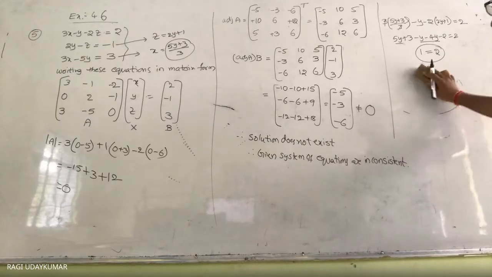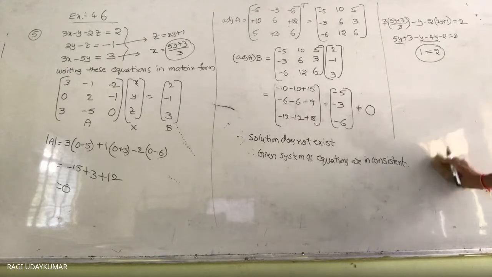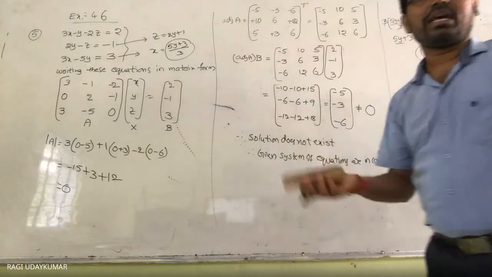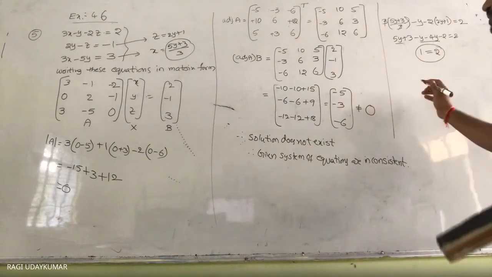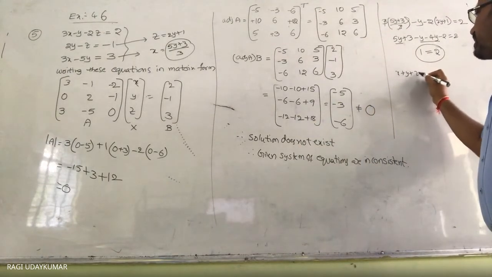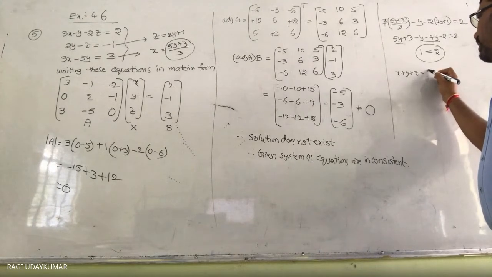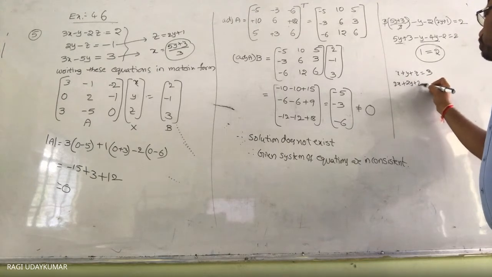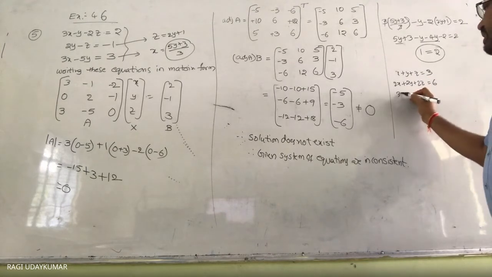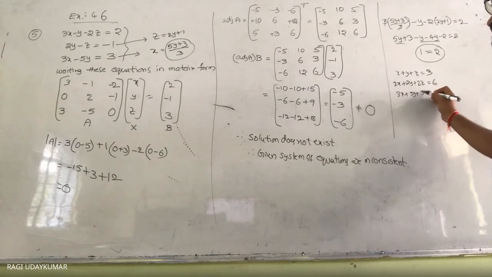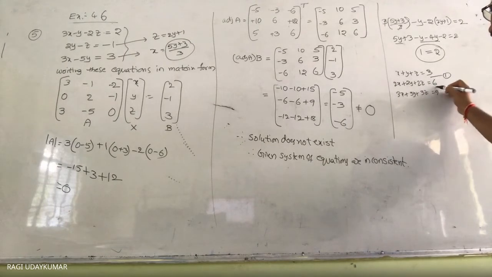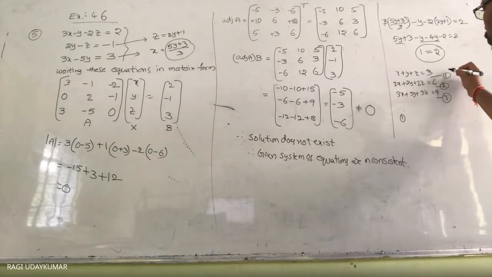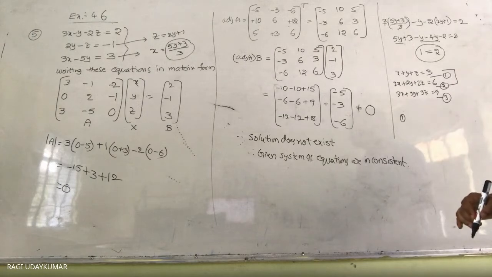When you try the substitution method, how can we try it in this situation? x plus y plus z is equal to 3, which I have taken. 2x plus 2y plus 2z is equal to 6, 3x plus 3y plus 3z is equal to 9. Call this equation number 1, this equation number 2, this equation number 3. Eliminate x from 1 and 2.